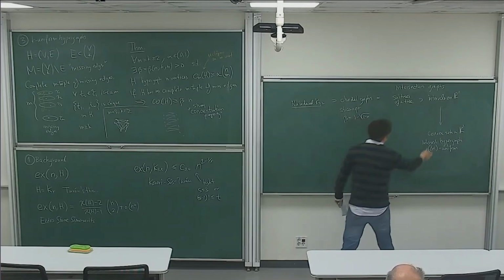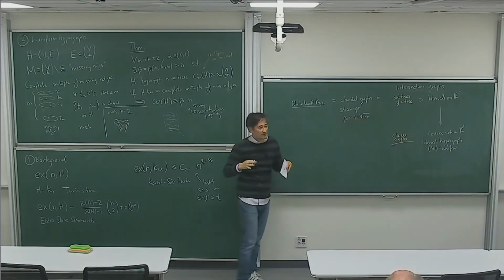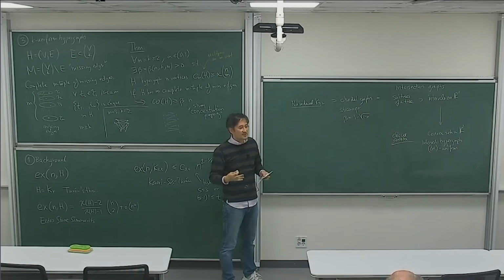So you can look at this one. If you want, you can go to what they call the clique complex. That's just the simplicial complex on the same vertex set where the faces are the cliques of that graph. Right?